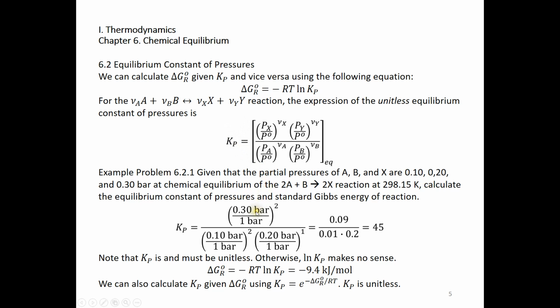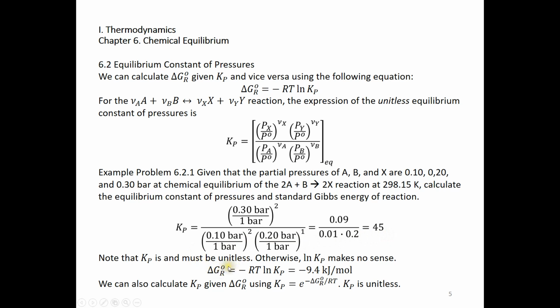We have products on top, reactants on the bottom. We have only one type of product, which is X on top, A and B on the bottom. We have 2X, therefore this 0.3 over 1 bar should be squared. We have 2A, so we have 0.1 bar over 1 bar squared. We have only 1B, so we have this to the power of only 1. And on top we have 0.09, on the bottom we have 0.01 times 0.2, and the result is 45. That's the numerical value for this K sub P, and this does not have any unit.